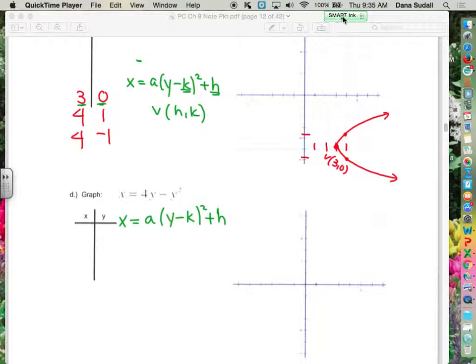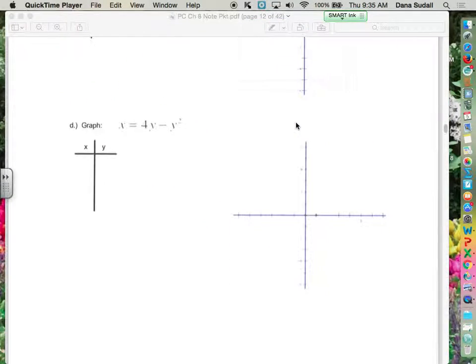No, that's not what I wanted to do. Let me clear this and try again. Here we go. All right. So if I... y minus k squared plus h. There we go. So if I put this in standard form, you could still pick points.